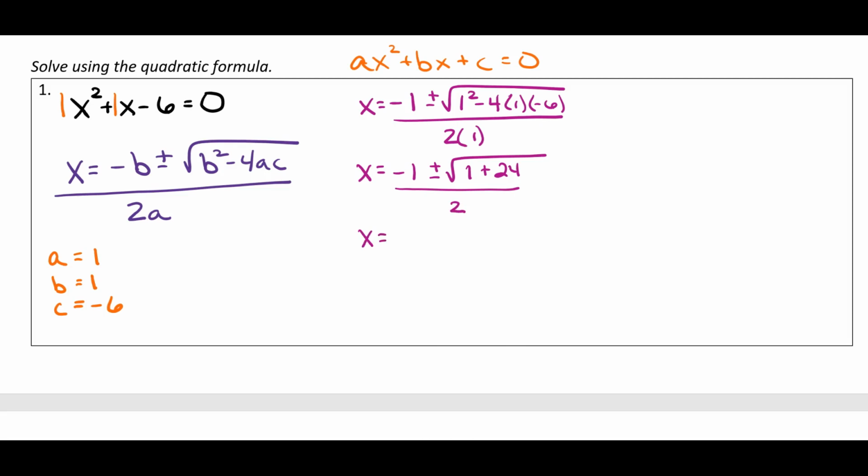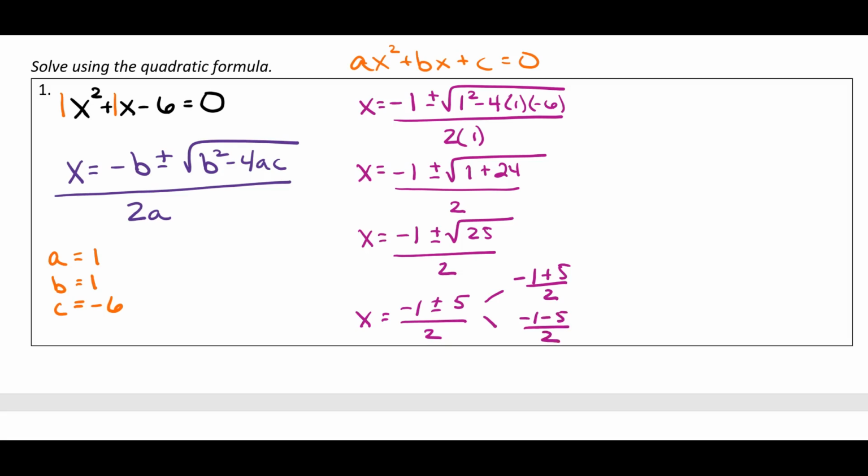So x equals negative 1 plus or minus the square root. Well, 1 plus 24 is 25, all divided by 2. All right, so now we know the square root of 25 is 5. So we have negative 1 plus or minus 5, all divided by 2. So now our last step is to break this apart into the two pieces. So this is negative 1 plus 5 over 2 and negative 1 minus 5 over 2.